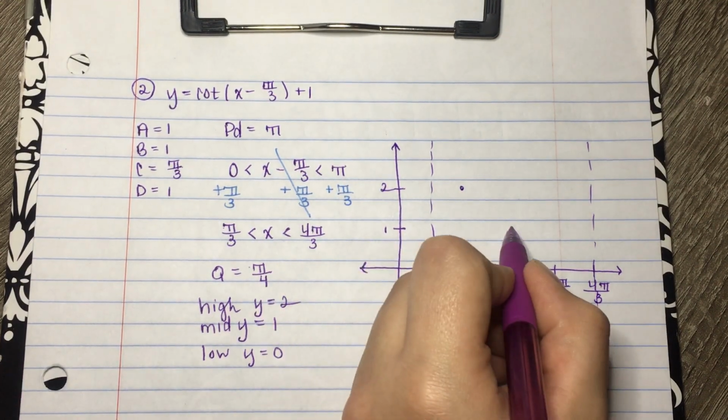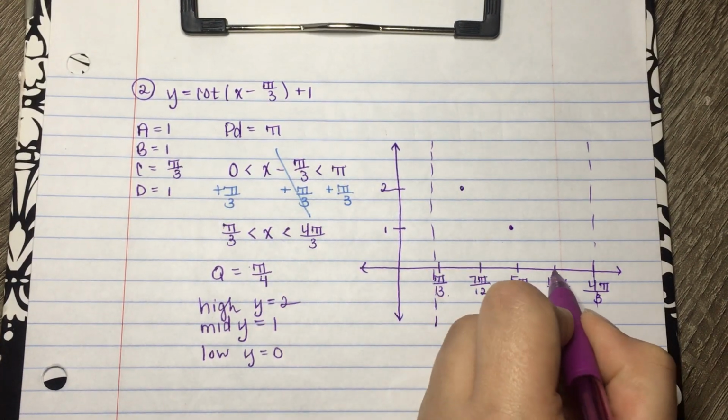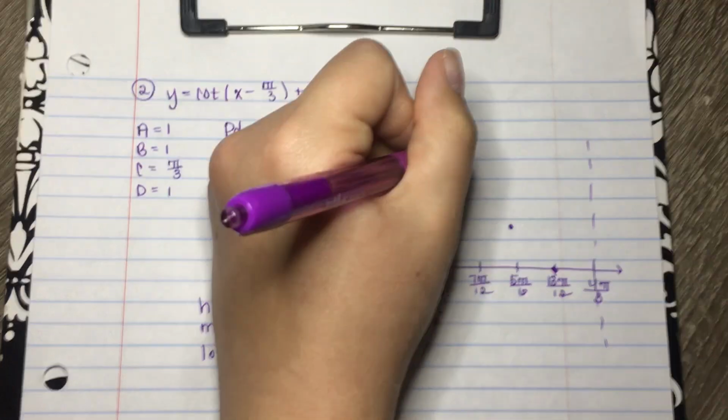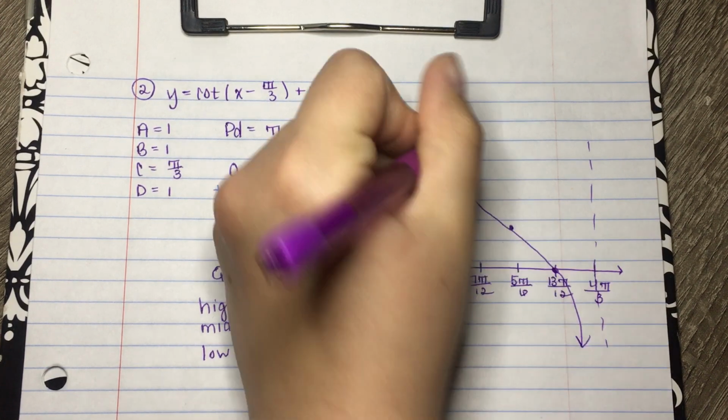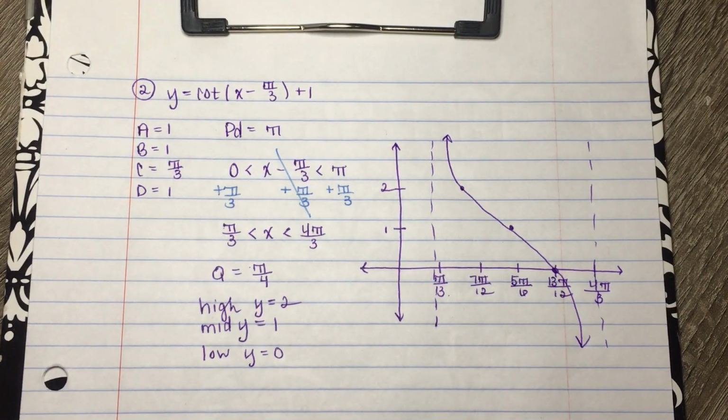I'm going to my mid now, and then to my low. High, mid, low. And then we get really close to the asymptote, we flatten out a bit, and we get really, really close to the asymptote. And there is our cotangent graph.